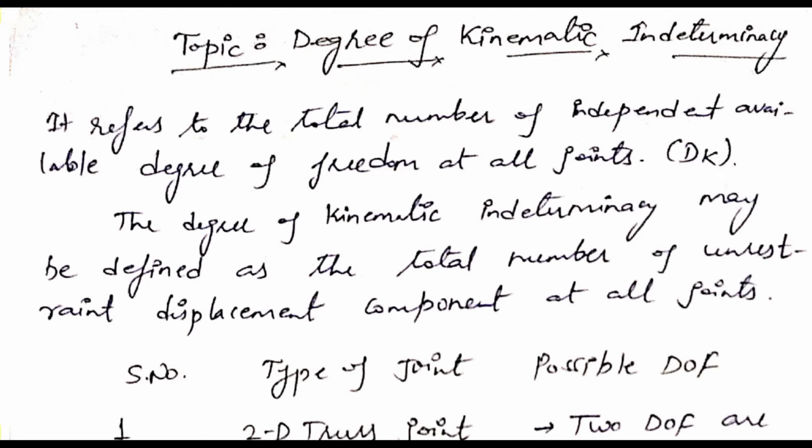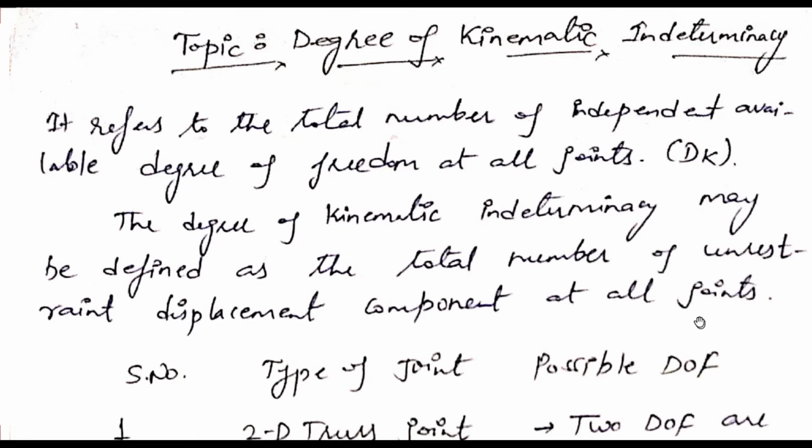Hello dear students, in this video we will be discussing degree of kinematic indeterminacy, or we can say degree of freedom. First we have to understand what is degree of kinematic indeterminacy. It refers to the total number of independent available degrees of freedom at all the joints. It is denoted as dk, and it may also be defined as the total number of unrestrained displacement components at all joints.